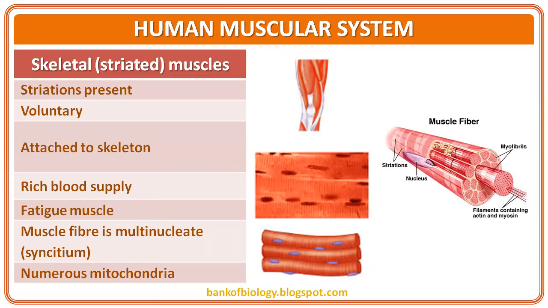The voluntary muscles are in our control, and they are attached to the skeleton. Hence we call them skeletal muscles. Blood supply wise, they have rich vascularization, a rich blood supply. These muscles undergo fatigue when they work fast. How do they undergo fatigue? What are the biochemical reactions? We are going to learn that. The muscle fiber here is in a multinucleate condition, that means a syncytial condition. Numerous mitochondria are present here.